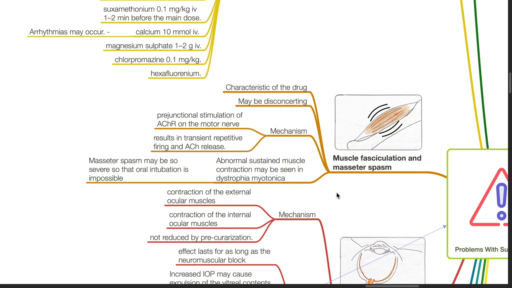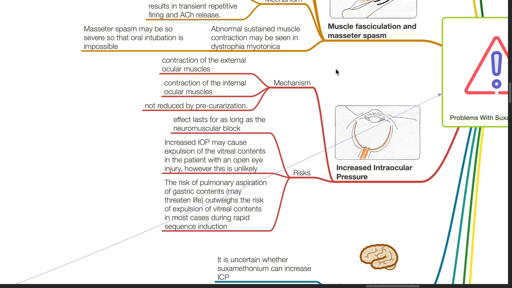Increased intraocular pressure. The mechanism is contraction of the external ocular muscles and the internal ocular muscles, and it is not reduced by precurarization. The effect lasts for as long as the neuromuscular block. Increased IOP may cause expulsion of the vitreous contents in a patient with an open eye injury. However, this is unlikely. The risk of pulmonary aspiration of gastric contents, which is life-threatening, outweighs the risk of expulsion of vitreous contents in most cases during rapid sequence induction.